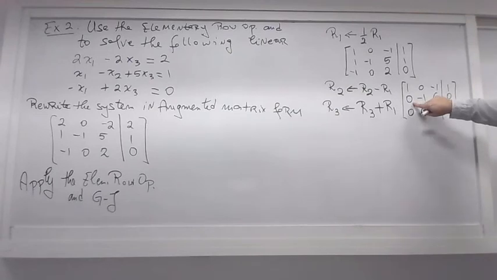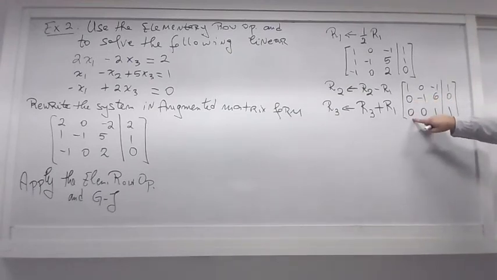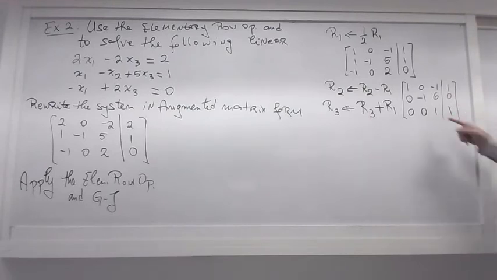So you see what happened here. In equation 2, x1 is gone. In equation 3, x1 is gone and x2 is gone. So I know what is the value of x3. 1 times x3 is equal to 1. So x3 is 1. I know it already. But I'm not a baby. I want to continue working with Gauss-Jordan.